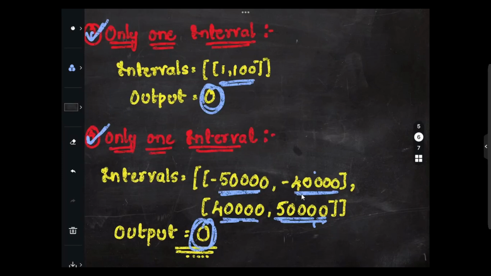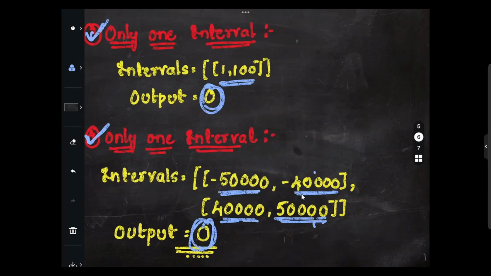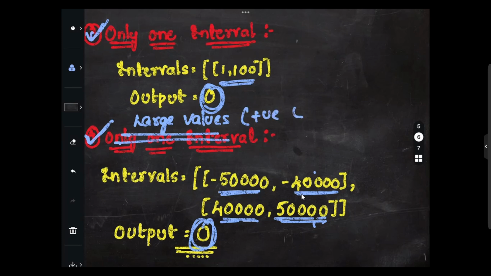So these are the four edge cases that we need to consider. The first edge case is all intervals overlap, the second is no overlap at all, the third is only one interval, and the fourth is for large negative and positive boundary values. This is not for only one interval, we have two intervals here. So this is for large values, positive and negative. This is fine. So these are the four edge cases that we need to consider.